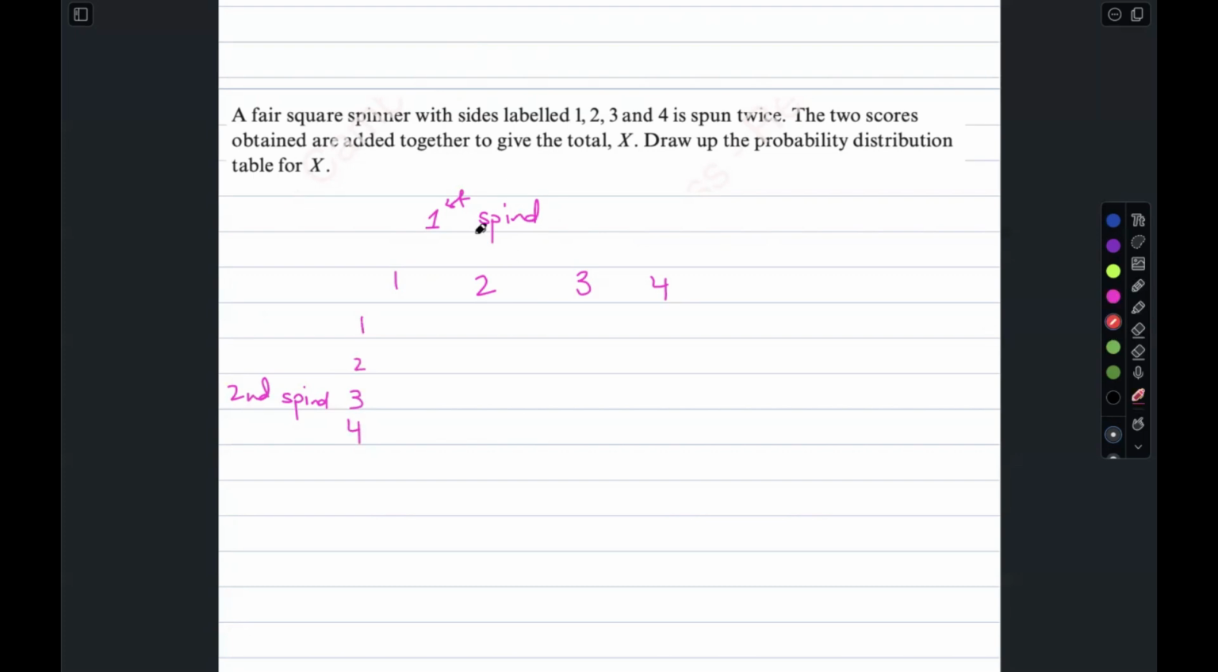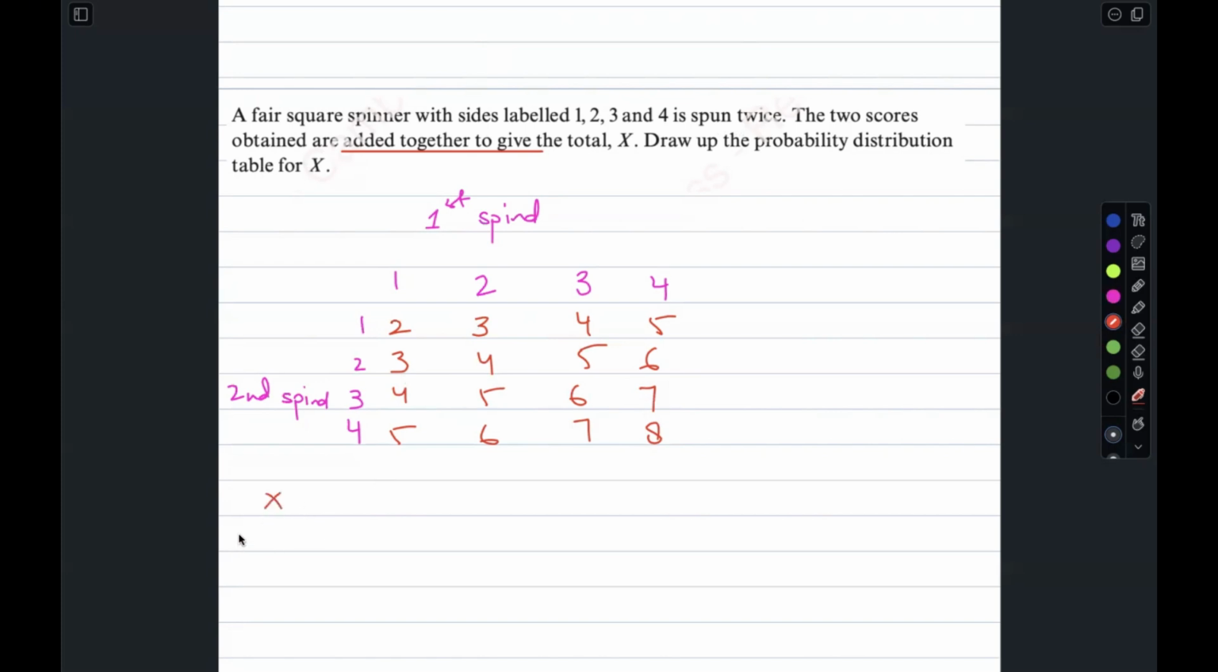Now, the possible values of X can be, so if it gets 1 and 1, the sum will be 2. For 1 and 2, it will be 3, then 4, 5. And we can just put in all the values over here. As the two scores obtained are being added together, we are just adding the two numbers on both the spins. So this will be 3, 4, 5, 6. This will be 4, 5, 6, 7. And this will be 5, 6, 7, 8. So now all of these values are the values that X can take.